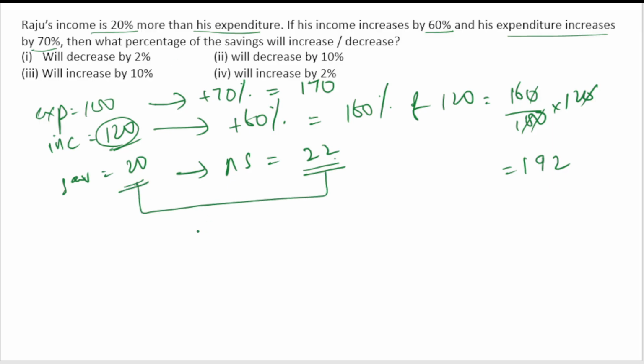What is the percentage increase? It is 2 divided by initial savings. It is 20 into 100. It is 10% increase. Third option.